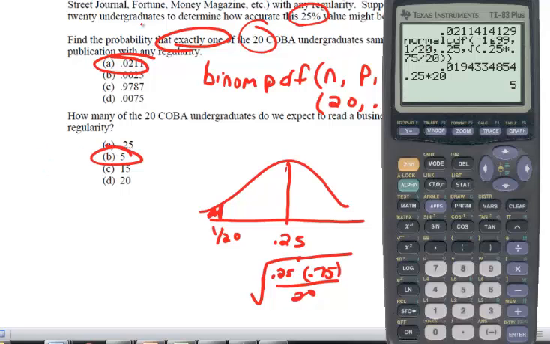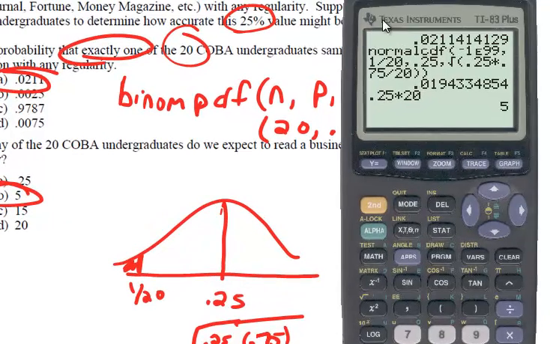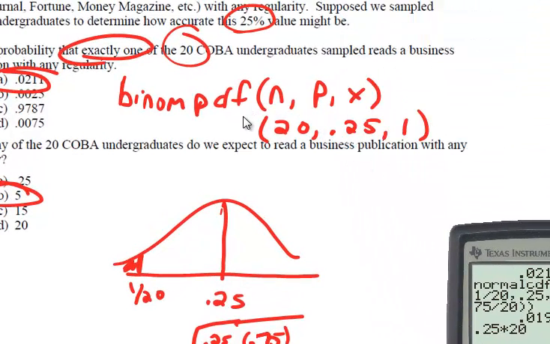Okay, I hope that helps. But you were expecting to do this with the binomial, not using the normal approximation to the binomial.